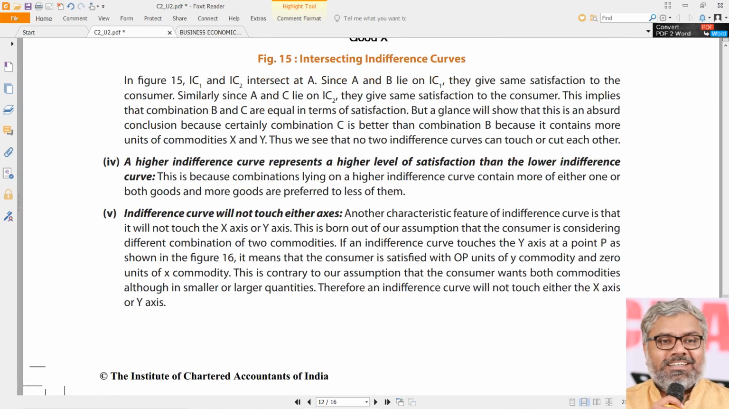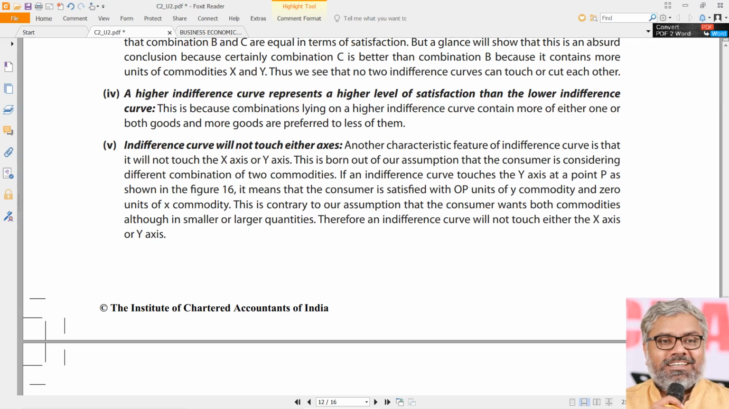That is the third characteristic of indifference curves. Then this other one we already know, nothing new here. A higher indifference curve represents a higher level of satisfaction than the lower indifference curve. Naturally, why? Because the number of units combined in a higher indifference curve is more than the number of goods in the lower indifference curve. And we know that any customer will derive more utility from more units of goods than from fewer units of goods. That is why a higher indifference curve always represents a higher level of satisfaction than the lower indifference curve, which we already know.